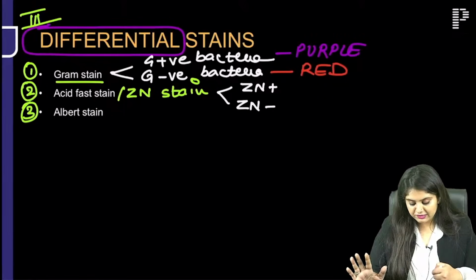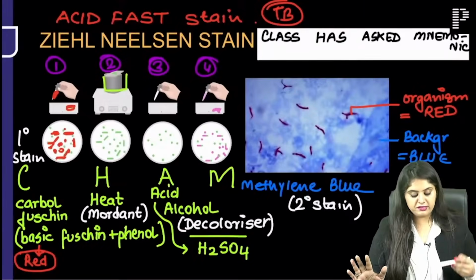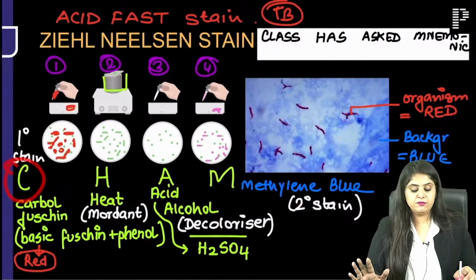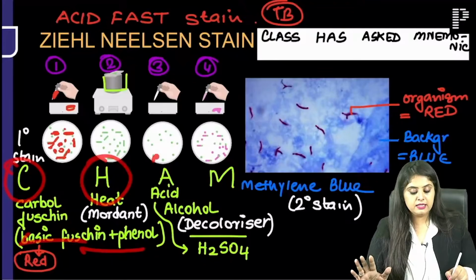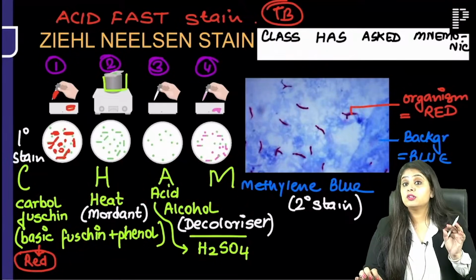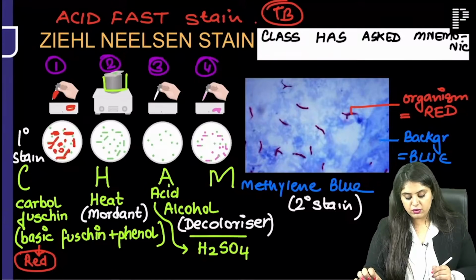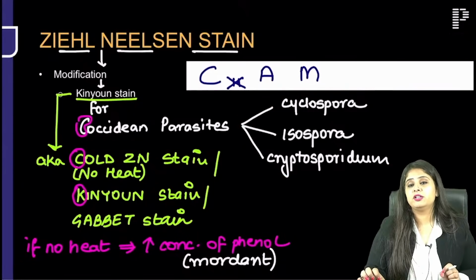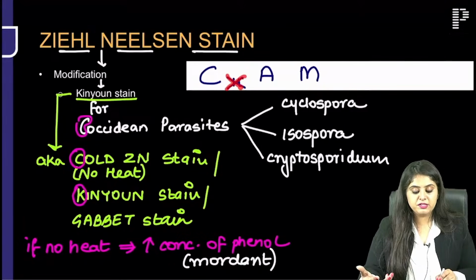Phenol, I'll just go back to that slide, give me a second. Over here, for example, this is the usual protocol. The carbol fuchsin with phenol, then heating, then acid, and then methylene blue. This is the usual protocol. For coccidian parasites, I will teach you later on, Dr. Om, these coccidian parasites, Cyclospora, Isospora, Cryptosporidium, respond very badly to heat. If you heat them, they will actually get destroyed. So the problem is that you cannot heat them. So you will have to remove this step.